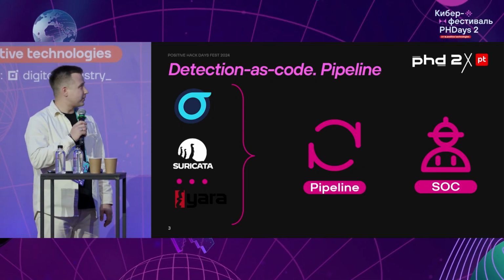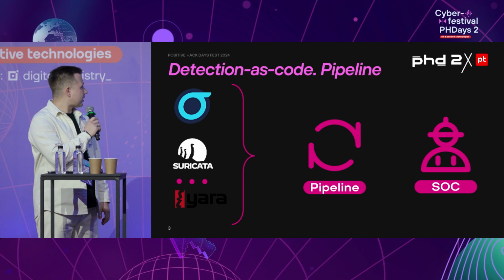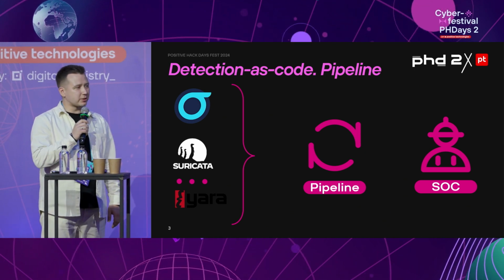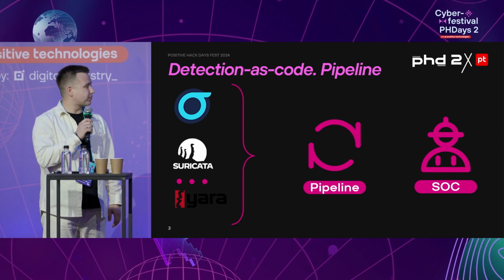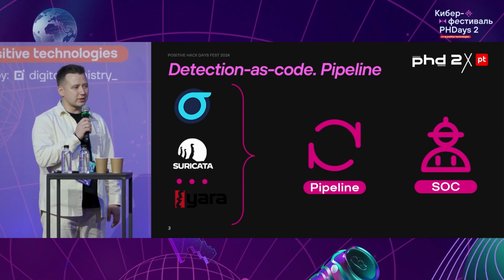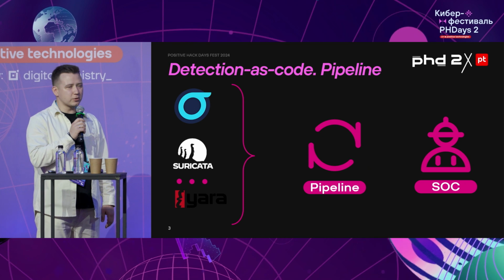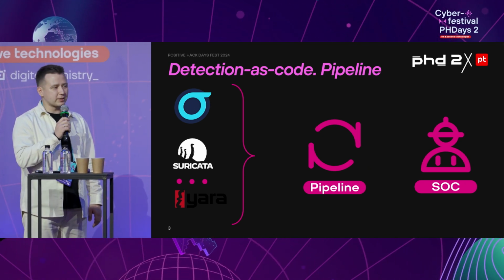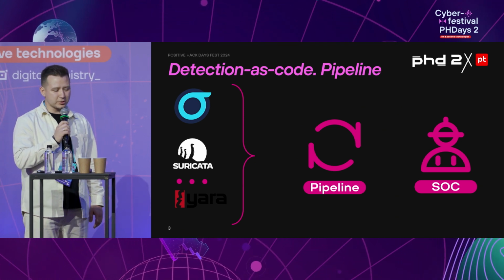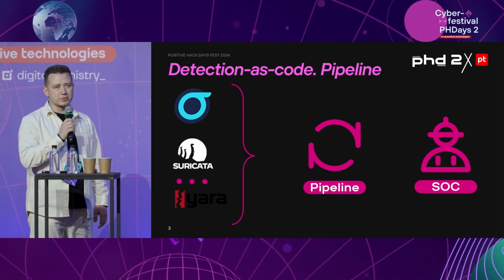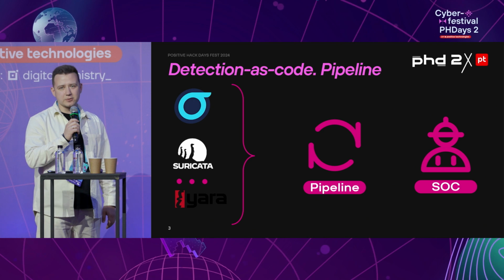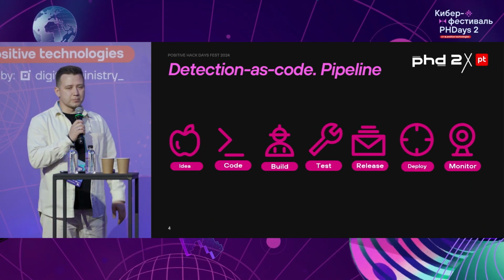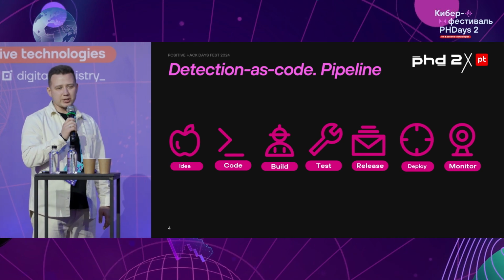I will show you an example of a pipeline of content developed by analysts using Sigma, Suricata, Yara, and other rules. The idea of the methodology of detection as code is that our content goes to the pipeline and then it goes to the SOC. We can also use some security deployment if a new version is released.